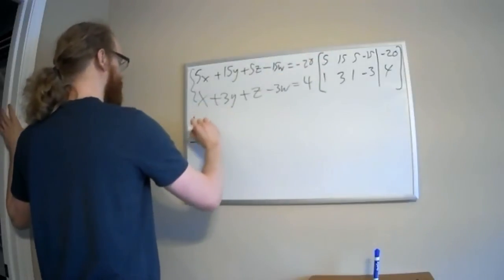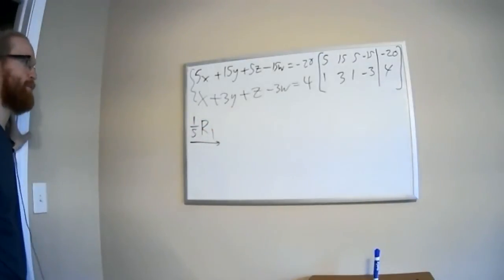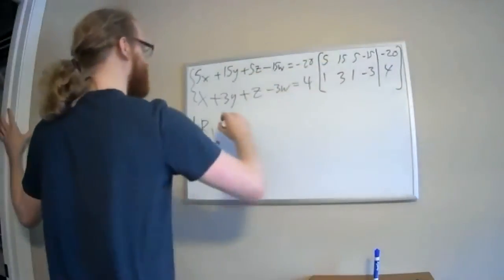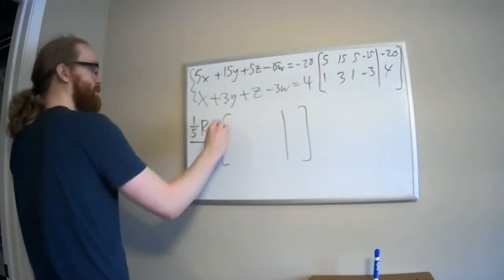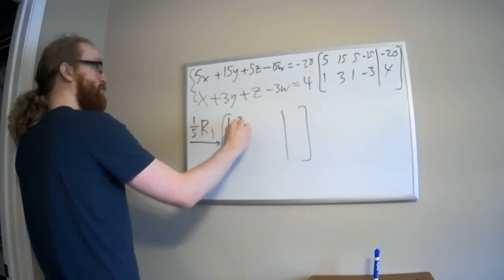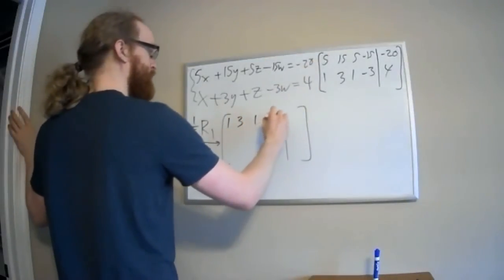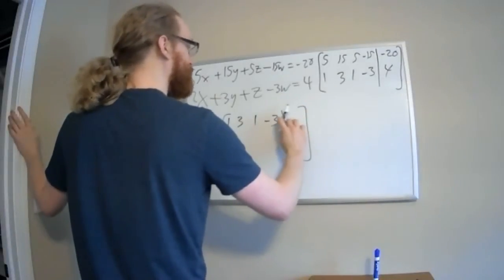So we'll take 1 over 5 times row 1. Multiplying by 1 over 5 is the same thing as dividing by 5. So just divide everything in this first row by 5. What's my new matrix? 5 divided by 5 is 1. 15 divided by 5 is 3. 5 divided by 5 is 1. Negative 15 divided by 5 is negative 3. And negative 20 divided by 5 is negative 4.